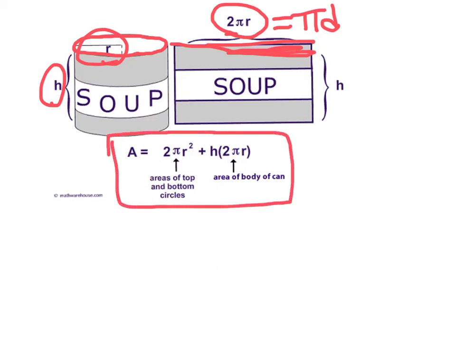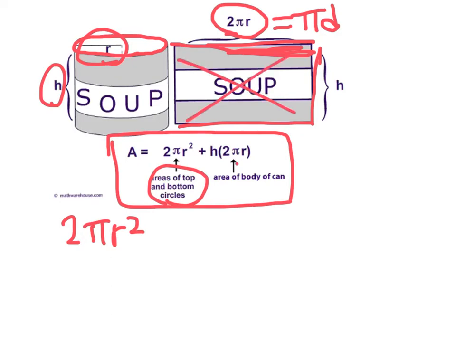So here we have the areas of the top and the bottom circles. We have 2 times pi times radius squared. Okay, so each of those circles is pi times radius squared, and since there's 2 of them, we have to multiply by 2. So that accounts for this portion of our equation. Okay, this represents the area of the circles. Now the area of the rectangular part right here is going to be h times 2 pi r, or you can also use pi times d. That's where that comes from. That's this area right here.